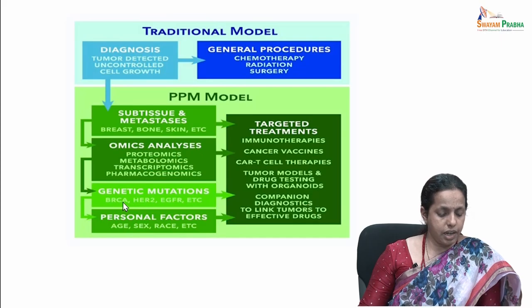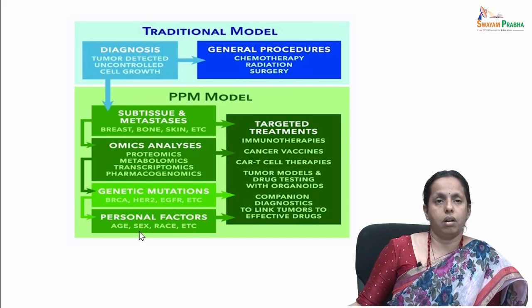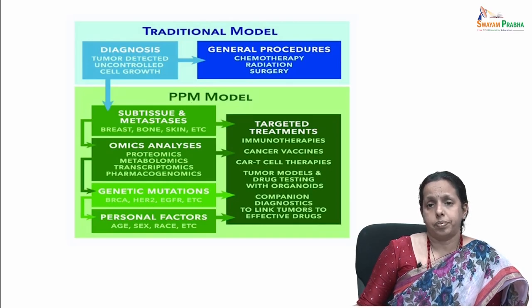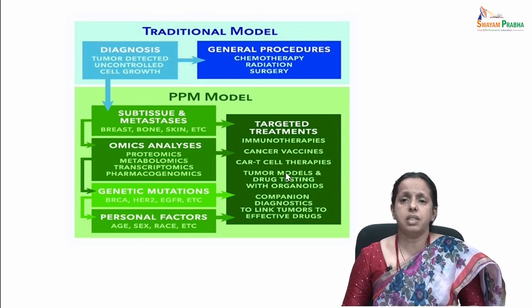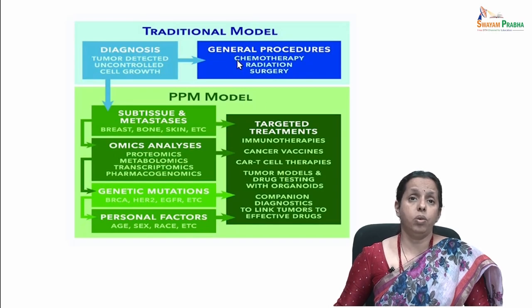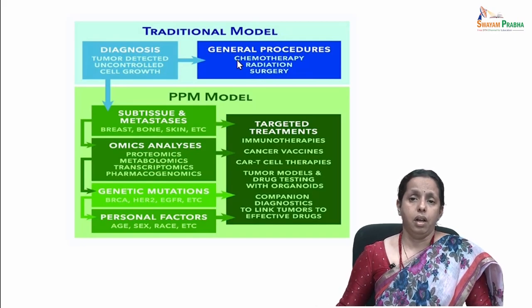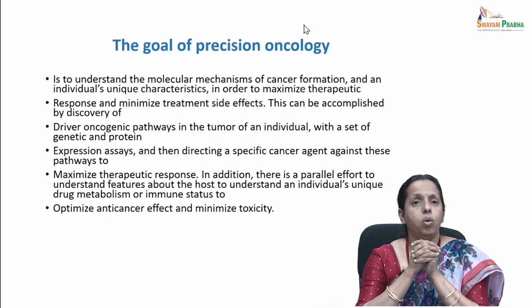Then the genetic mutations, like BRCA as we have done, HER2, and EGFR, and then personal factors such as environmental risk factors also play an important role in this personalized precision model. Even though we talk so much about this, chemotherapy is still the standard point-of-care treatment strategy for many different cancer types, and sometimes it could be the only treatment that many patients, especially in low-resource treatment setups, receive. Sometimes chemotherapy cannot be effective in many cancer patients. What is the goal of your precision oncology?